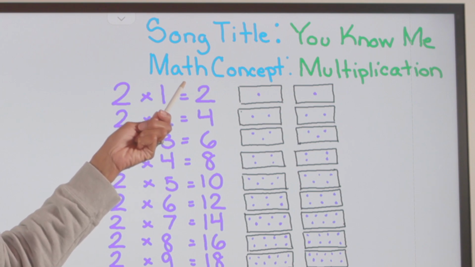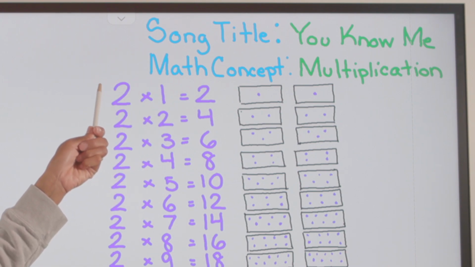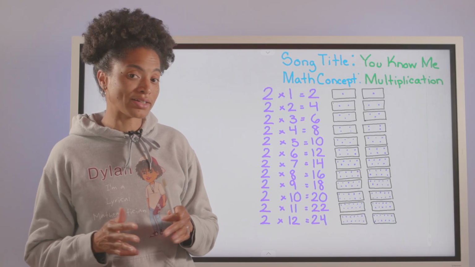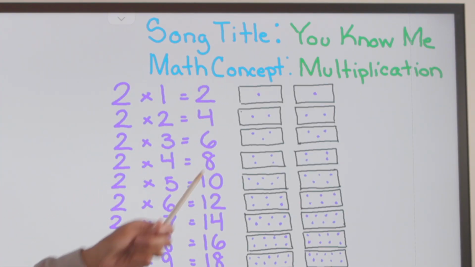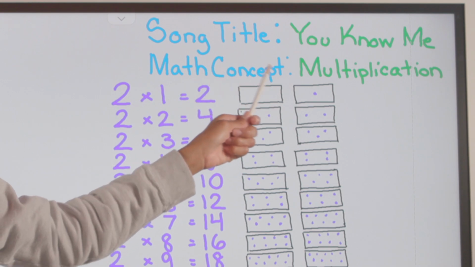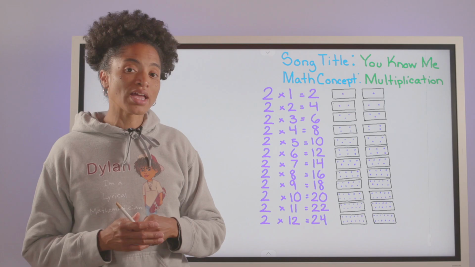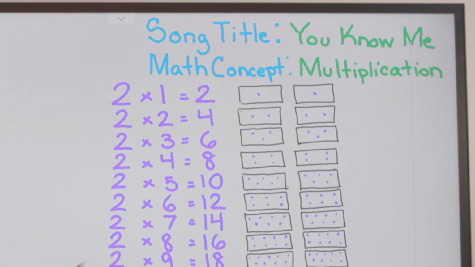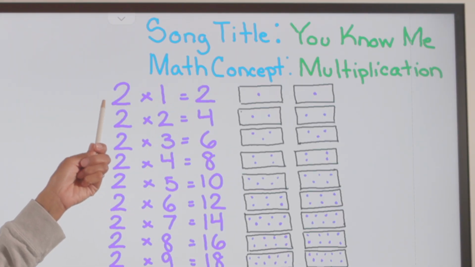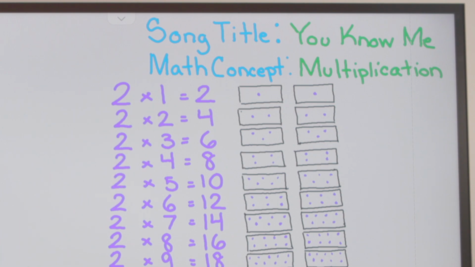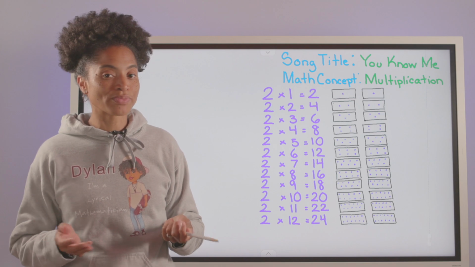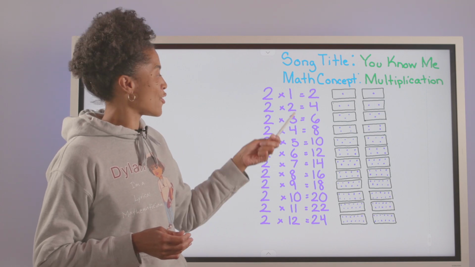So when we say 2, we are saying we have 2 groups of 1 that equal a total of 2 items. Here we have an illustration of 2 groups, and each group has 1 item inside of it, and it gives us a total of 2 items. The next one we have for 4 means 2 groups of 2. The illustration shows 2 groups with 2 items in each group. That gives us a total of 4.